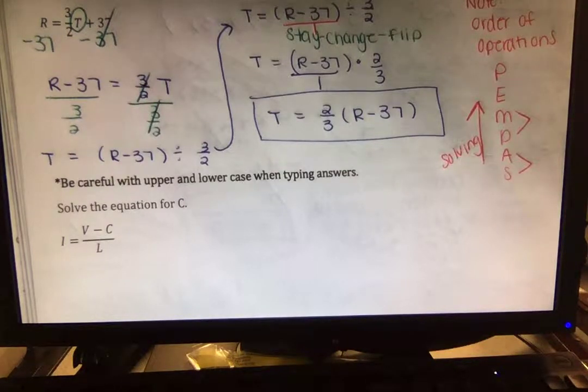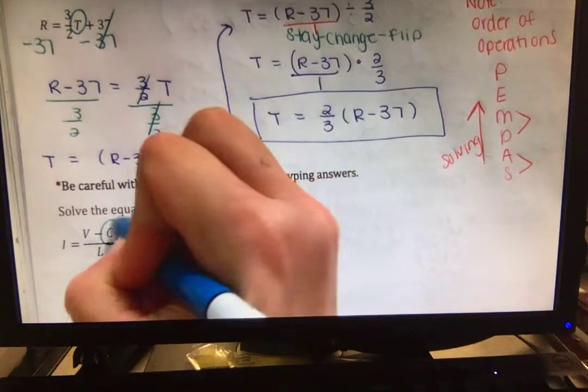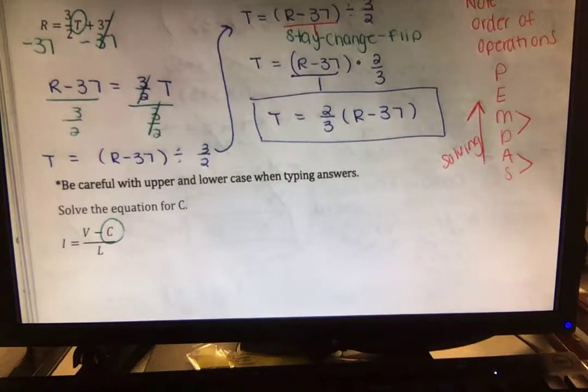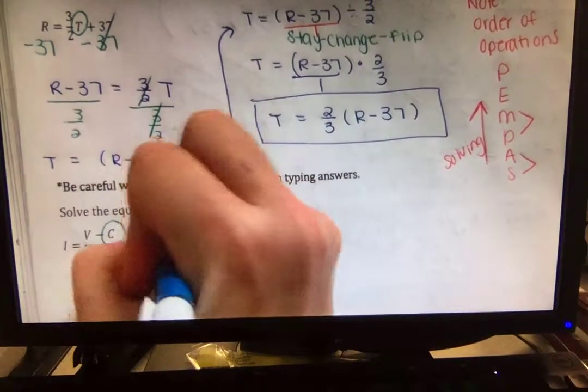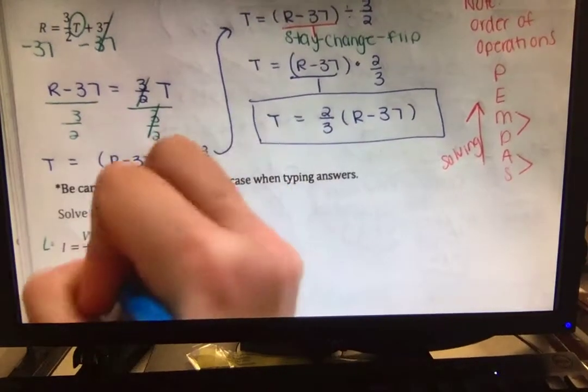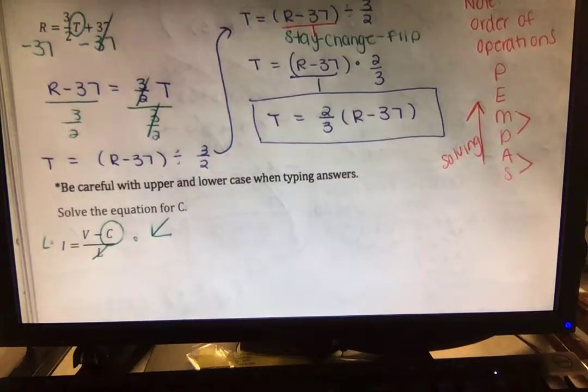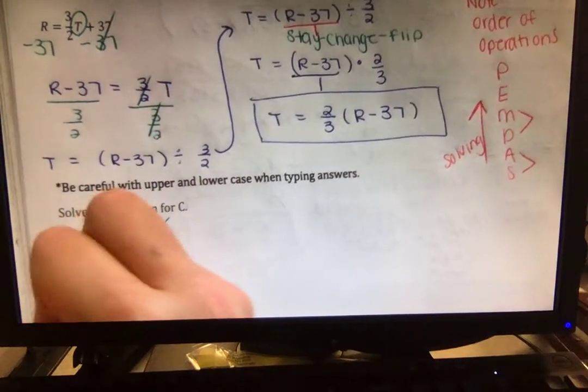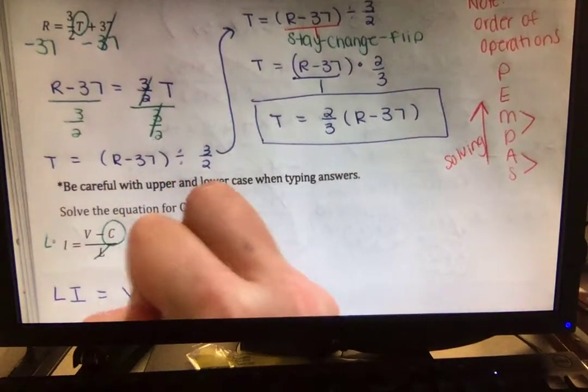Next example, solve the equation for C. We have I equals V minus C divided by L. So working from the outside in, let's get rid of that L first. It's dividing, so what's the opposite of dividing? Multiplying, so I can multiply both sides by L, so that way L divided by L cancels out. We're left over with Li equals V minus C.